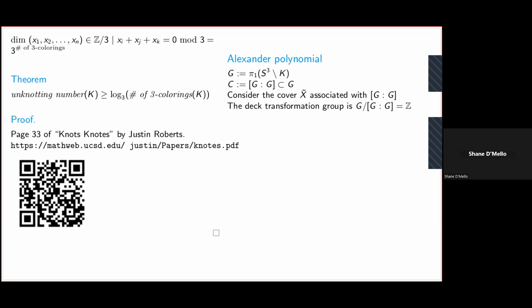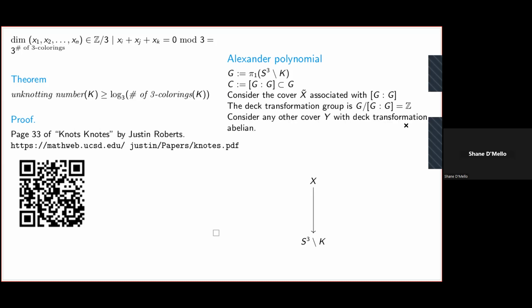And there is a deck transformation group of the cover. Now notice that the deck transformation group of this particular cover is always isomorphic to the quotient of the subgroup that is associated with that cover. So the deck transformation group in this case will have to be Z, right?